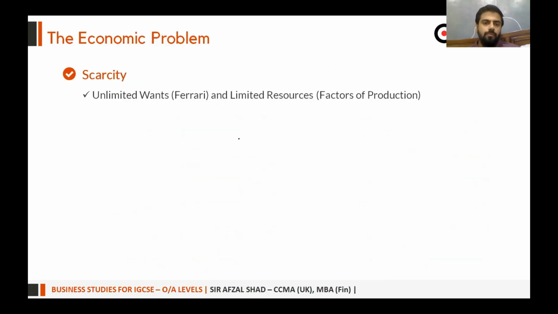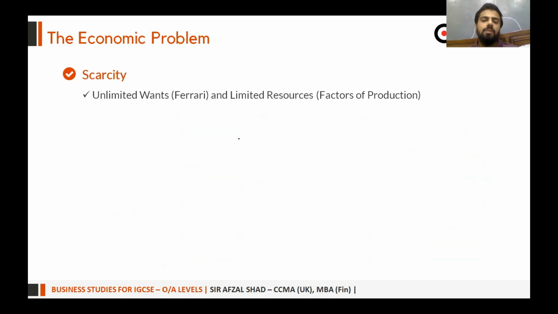Okay, so moving on to the next part, it is scarcity. So what is scarcity? We discussed the economic problem already. Scarcity is basically, by the word scarce, we mean limited, less.